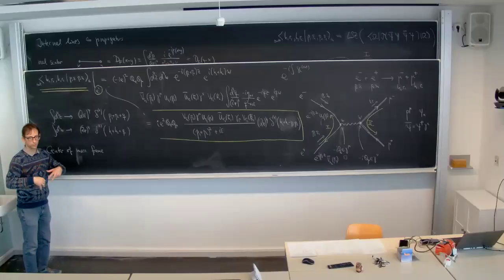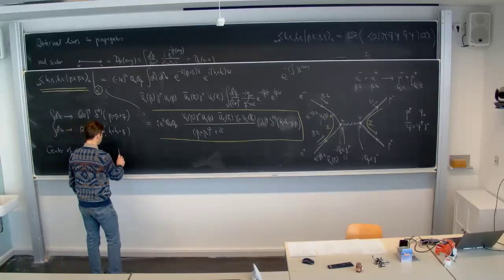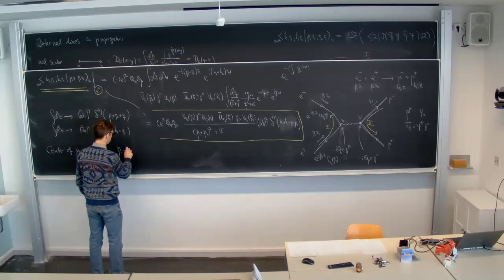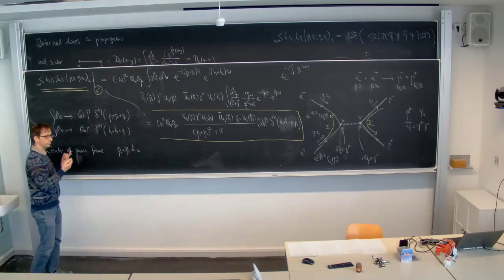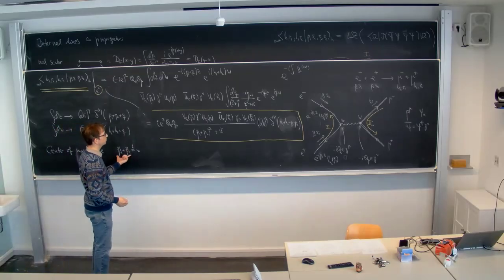That means the total momentum is 0. So P1 vector plus P2 vector is 0. That defines the center of mass frame. The total momentum is P1 plus P2, and that 0 is center of mass.